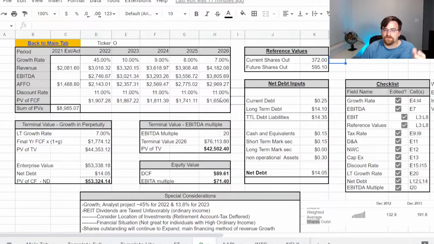All right, jumping into Realty Income, ticker symbol O's DCF model. Now going straight to the valuation, I have them at $89.61 and $71.40 for the EBITDA multiple. Now let's talk about some of the inputs on how I got to that number.